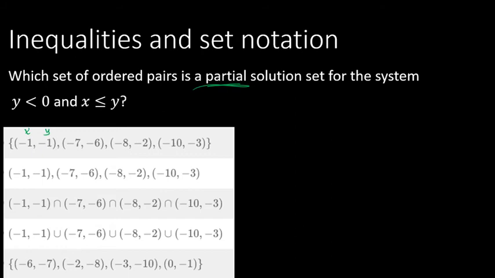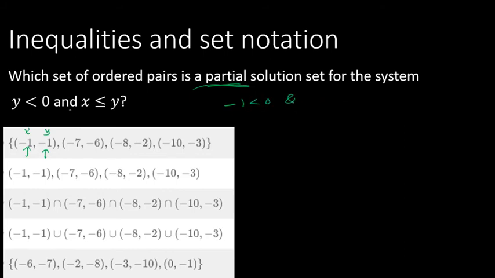Now, how do I know whether these partial lists are correct? Well, I would just plug in my values. So they're saying if x is -1 and y is -1, does that work? So all I'm going to do is plug it in, and I'm going to say, well, let's see. If y is -1, that would be -1 is less than 0.